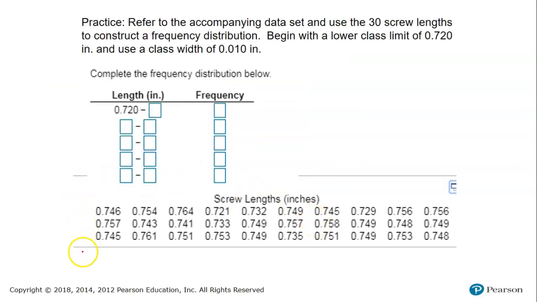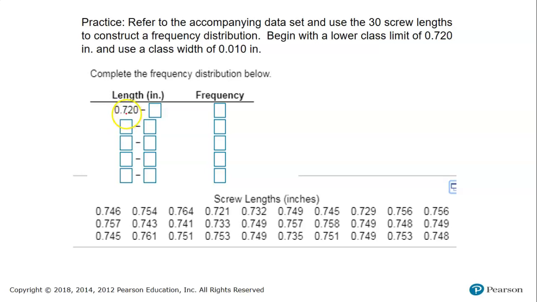Okay, here's one for you to practice with. It's a little bit different. It's actually a screenshot from a problem that you'll see in my stat lab, and that's one reason I wanted to go through it. This one is talking about 30 screw lengths, and these are actually to 3 decimal places. So again, this is one reason I wanted to do this, because it's different than the one that we went through. You're told that you want to begin with a lower class limit of 0.720, and that's where this value comes from.